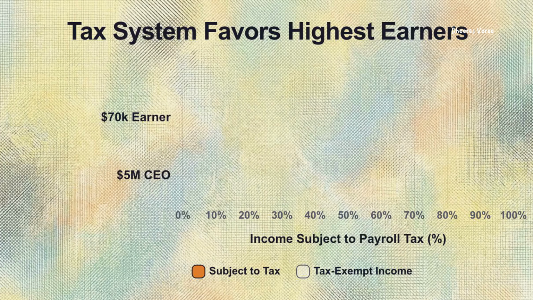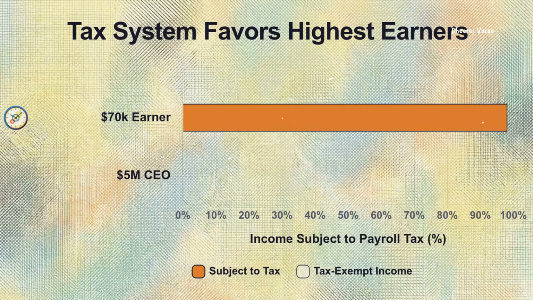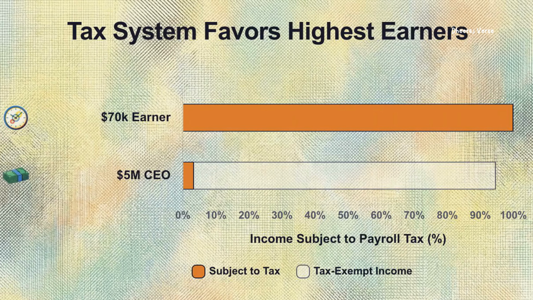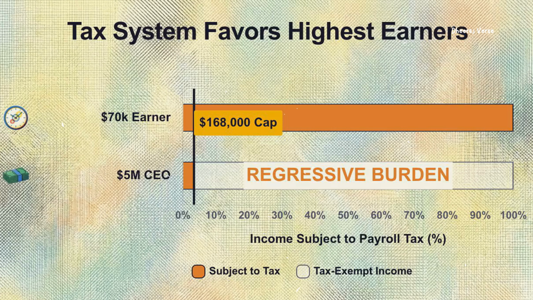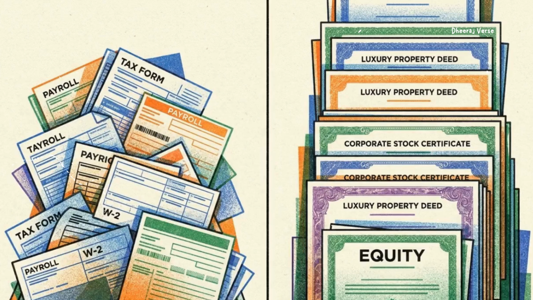The payroll tax system further inverts the burden. For a worker earning $70,000, Social Security and Medicare taxes apply to every single dollar. However, for a CEO earning $5 million, these taxes cease once they cross the yearly cap of roughly $168,000. The effective rate of this tax actually drops as income moves into the millions, making it a regressive feature of the code. Even at this basic level, the fundamental math of the system imposes a higher relative cost on wages than it does on extreme wealth.